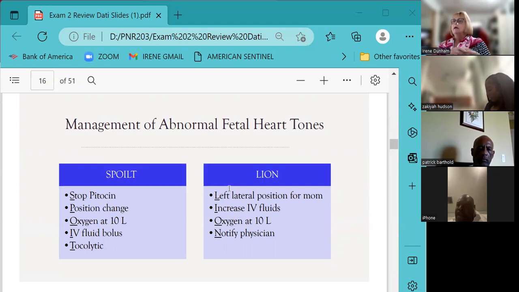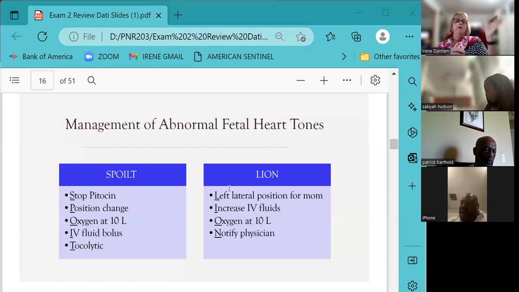I is for increased IV fluids. O is for oxygen at 8 to 10 liters via face mask. We don't use nasal cannula in maternity because it doesn't deliver enough oxygen. And then N is for notify the physician. Hey, I need help in here.